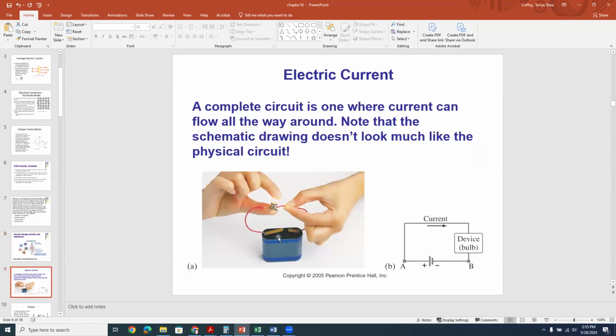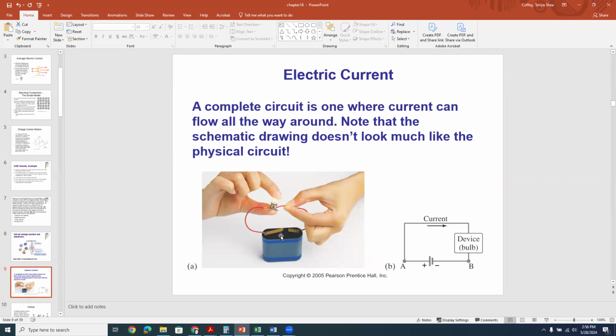Okay, so let's get back to typical circuits again for just a second. Let's talk about what it takes to establish a current in a wire. It's not enough just to have a battery and hook a wire up to it, right? In order to have current flow, you have to have a complete circuit. And a complete circuit is one where the current can flow all the way around, going from, for example, the positive terminal of the battery to the ground, or in a wall socket from the positive to ground, okay?